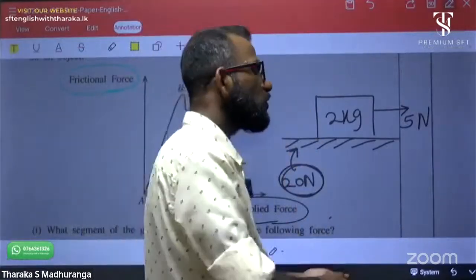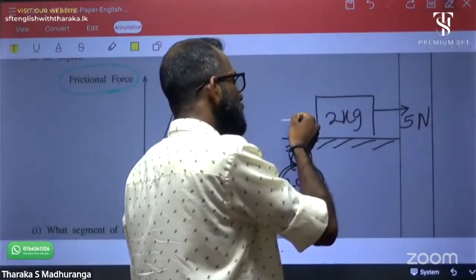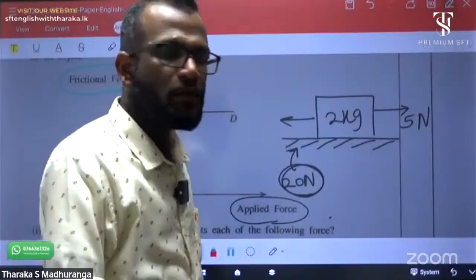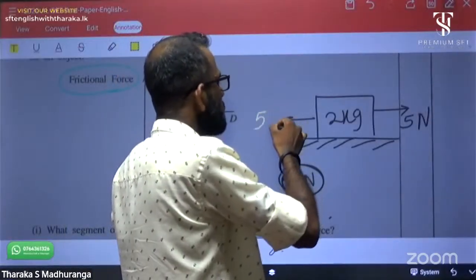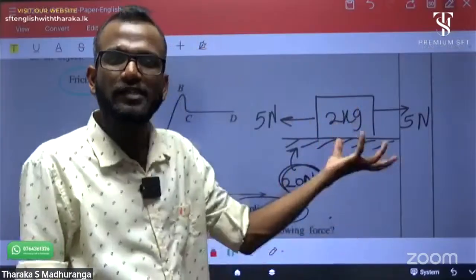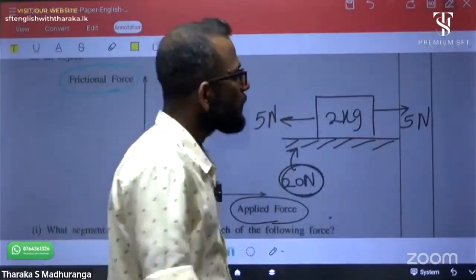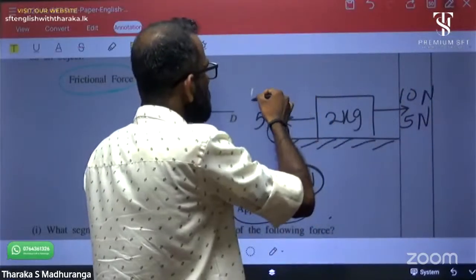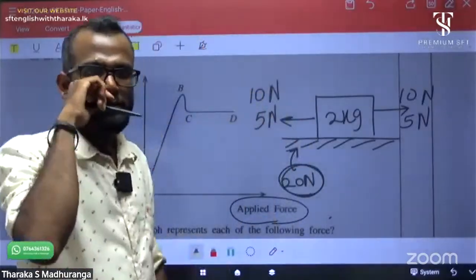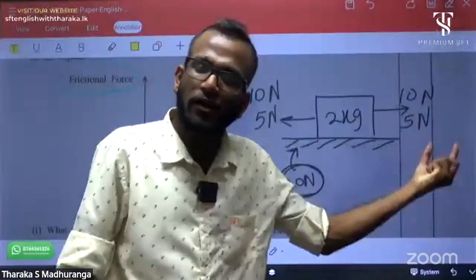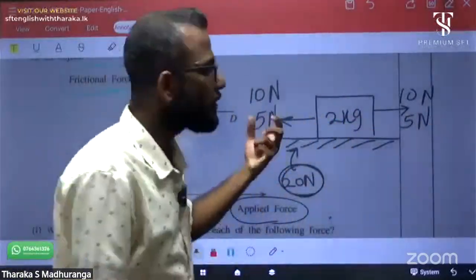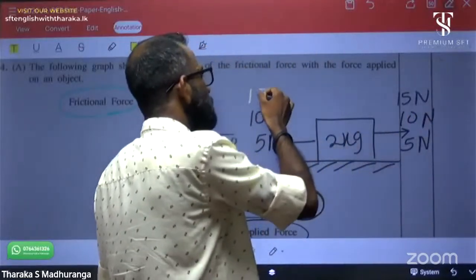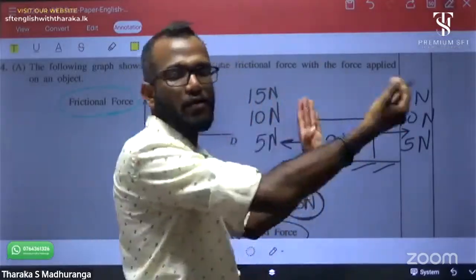No, it's not moving. Not moving because 5 Newton, what is the friction force acting on this object? 5 Newton. Now it is balanced. Due to this balanced condition, the object is still at rest. If I increase this force up to 10 Newton, no problem. The friction force also becomes 10 Newton and no movement. Still at rest. If I increase up to 15, the friction force increases up to 15 Newton, balanced and no movement.